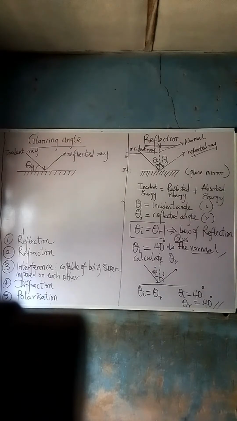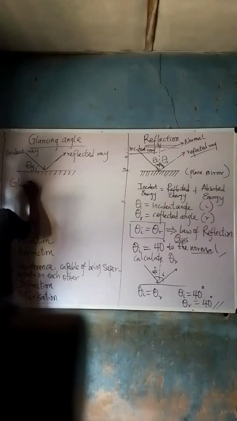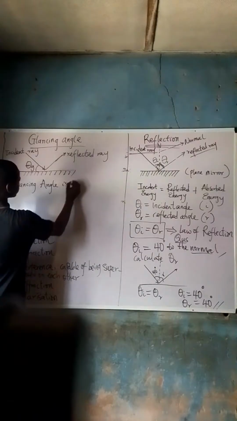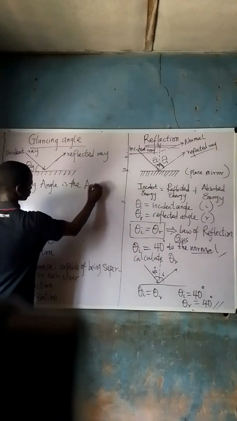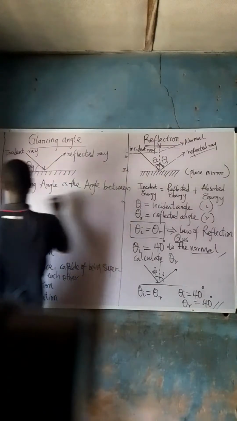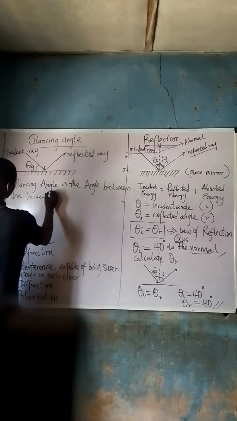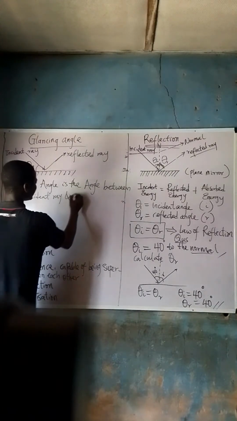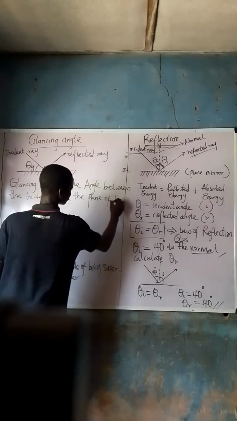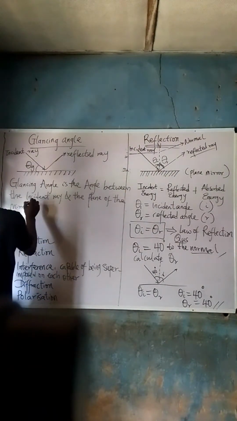Alright, so let's give it a definition without wasting time. The glancing angle is the angle between the incident ray and the plane of the mirror. Alright, so this should be a good definition for the glancing angle.